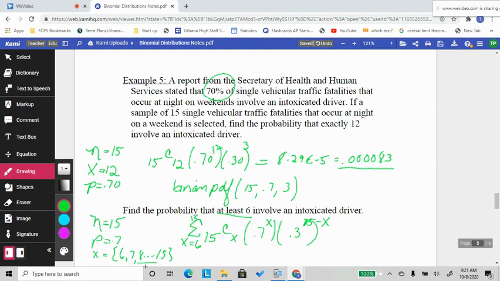Then 15, choose x. X is going to change each time. Success, failure, adds up to 1. Success is going to change each time. If x is success, then 15 minus x is failure. Now, I'm going to do this during the CDF thing.